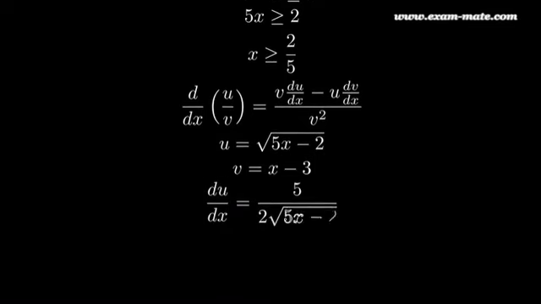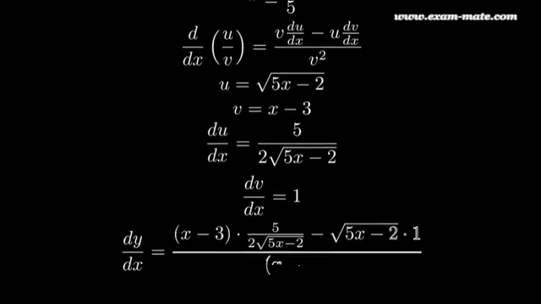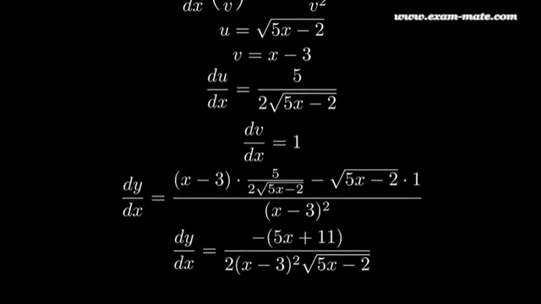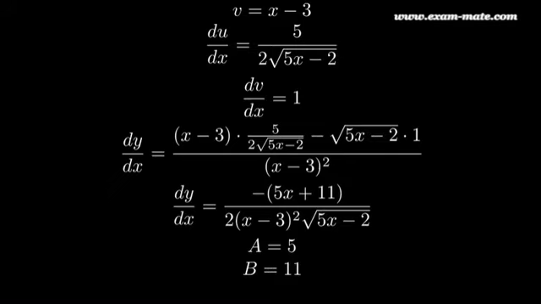The derivative of u requires the chain rule. The derivative of the square root of 5x minus 2 is 1 over 2 times the square root of 5x minus 2, times 5, and dv/dx is simply 1. Plugging these into the quotient rule, we get this expression. After simplifying the numerator, we get negative 5x plus 11 over 2 times x minus 3 squared times the square root of 5x minus 2. Therefore, comparing with the given form, we can see that a equals 5 and b equals 11, which are both positive integers.